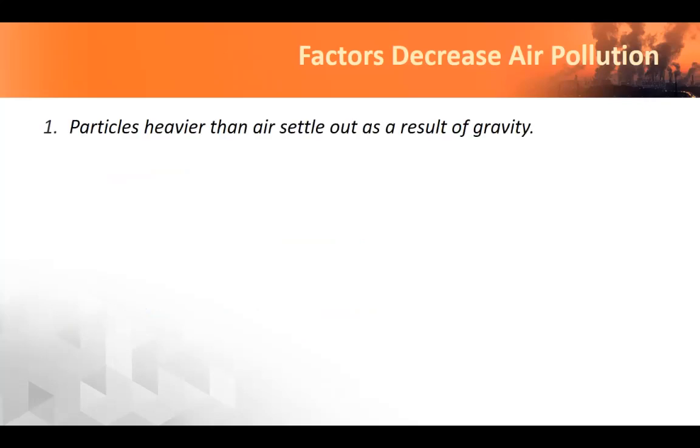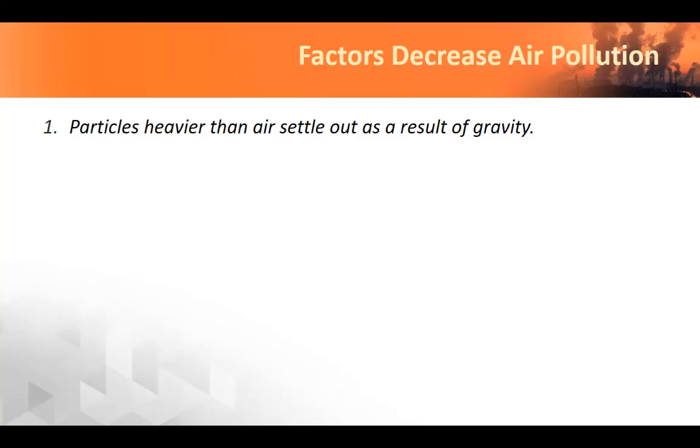The first one is heavier particles will tend to settle out as a result of gravity. So they're going to fall to the ground. Now, this could be acid deposition, depending on what the composition of those particles is, or you could see kind of this rain cloud, but it's not rain, it's not a liquid. What you're seeing come out of it is actual physical material.